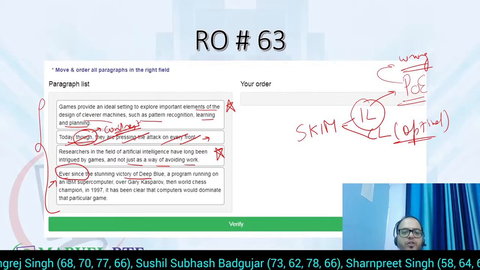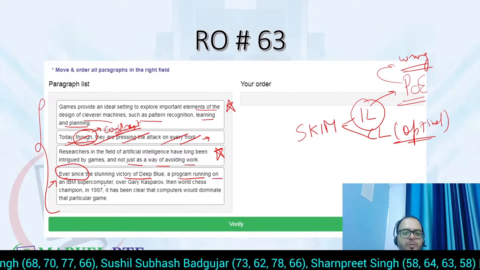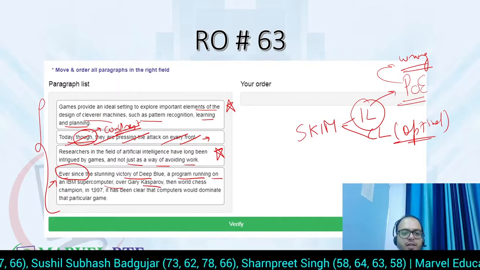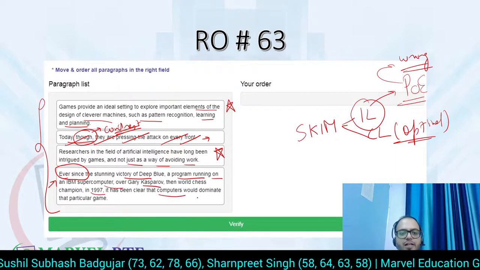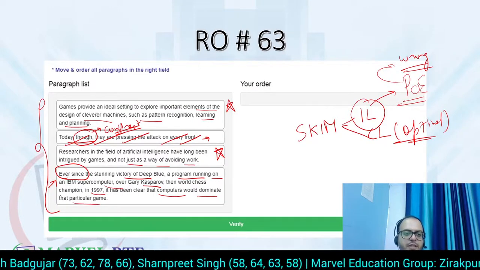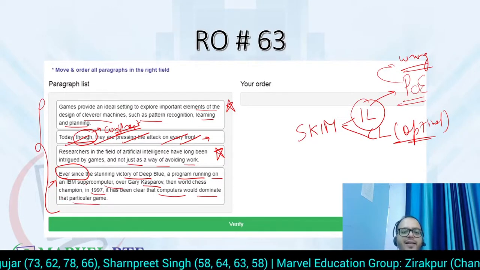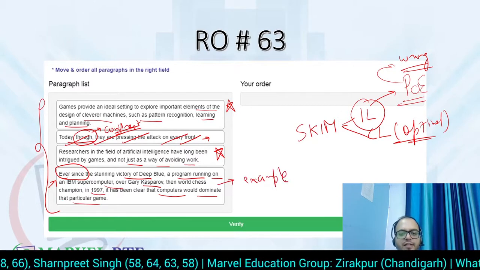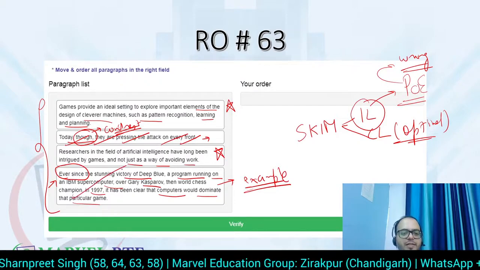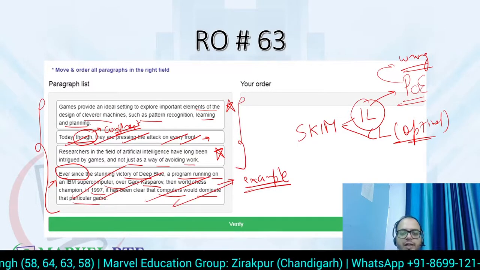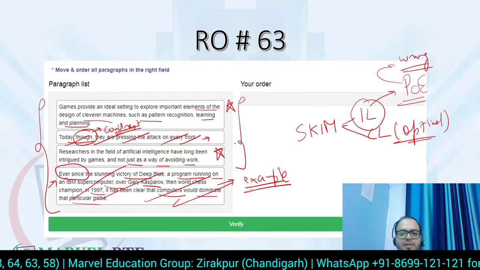The stunning victory of Deep Blue, a program running on an IBM supercomputer, over Garry Kasparov, the world chess champion, in 1997, it has been clear that computers would dominate that particular game. So is this independent? The answer is yes, it is independent, but this looks like an example, right? So we cannot place examples as the independent line, okay? So we are left with these two lines, the first line and the third line.